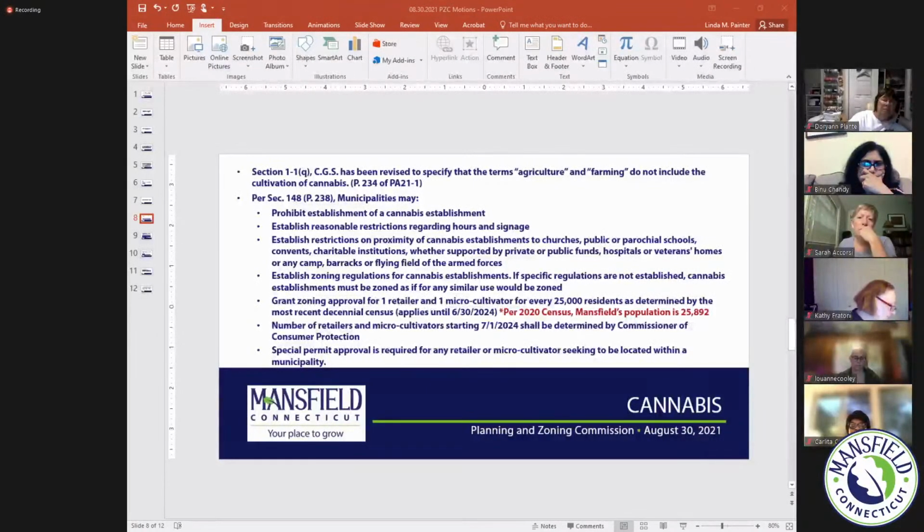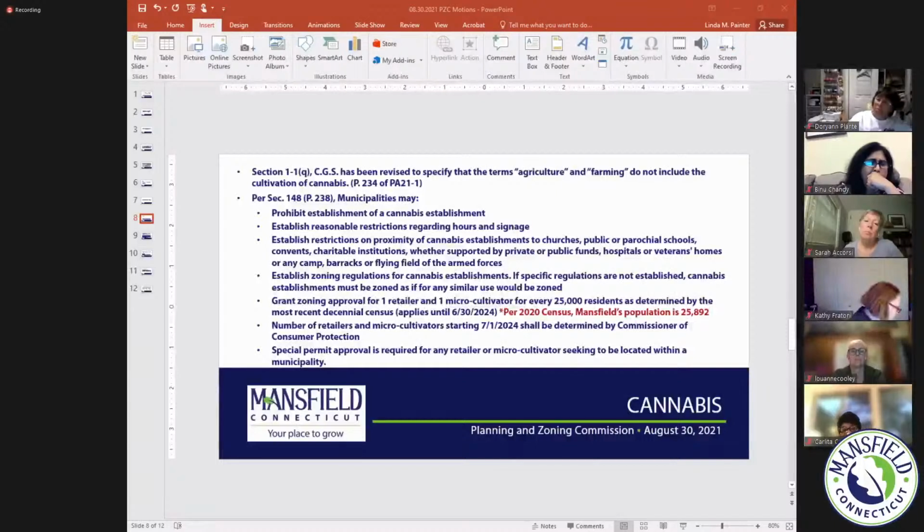They made it, this is essentially, and Jen can jump in at any point here, essentially where the state defines what is included in agriculture and farming. And it very specifically was amended to specify that the terms agriculture and farming do not include the cultivation of cannabis. If you think of farm friendly agriculture by right, cultivation of cannabis is not that.